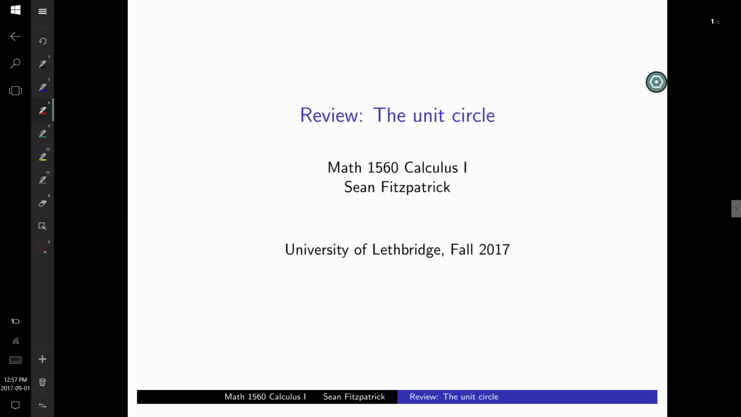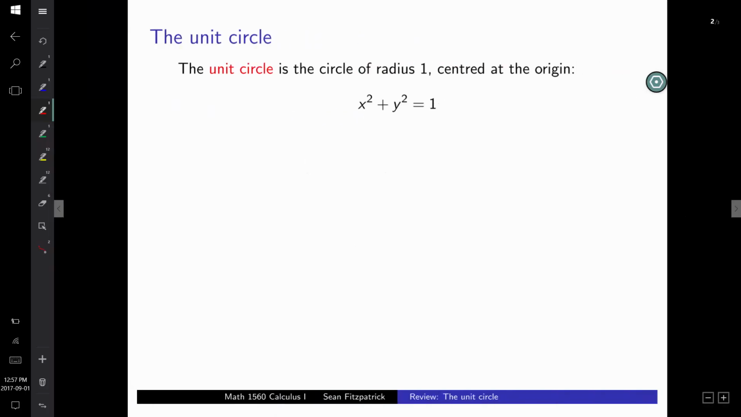But once you move on to the calculus point of view, when you're doing trigonometry, you're working with the unit circle, and the trig functions are going to be defined in terms of points on the unit circle. So let's start off by reminding you, what is the unit circle? The unit circle is a circle of radius 1, centered at the origin. So it has this equation, x squared plus y squared equals 1.